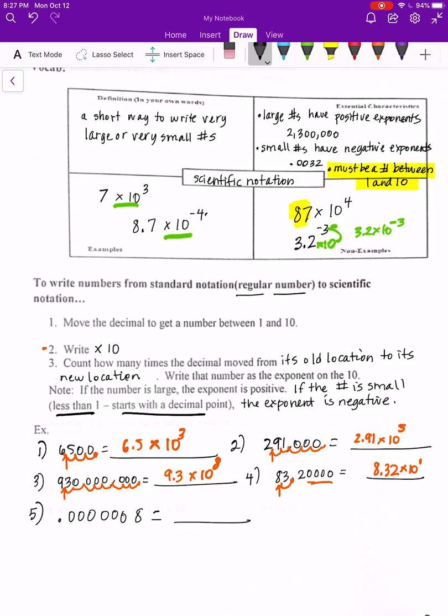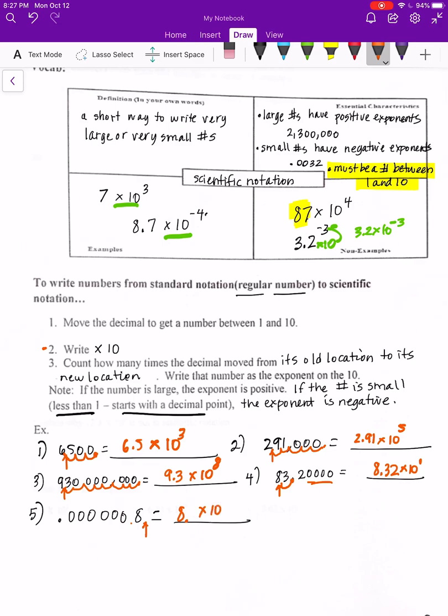Same rules apply. I see my decimal point, but I need to get a number between 1 and 10. I would put my decimal point after the 8. Don't put it before the 8 because that's not a number between 1 and 10. That's like 80 cents if you were thinking money. And 80 cents is not between $1 and $10. 80 cents is below $1. So it'd be after. So it'd be 8. And you could put the decimal point here, although you don't have to.